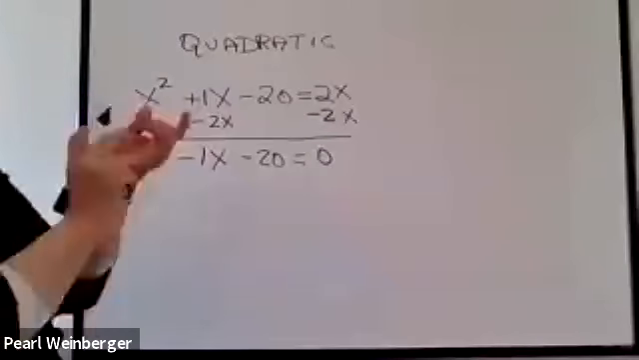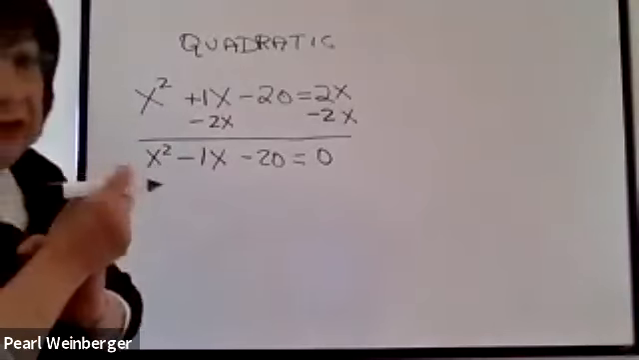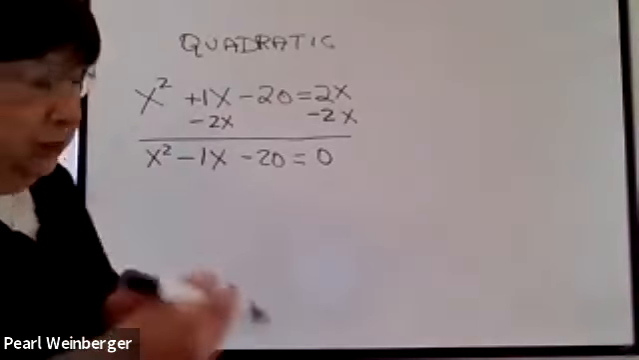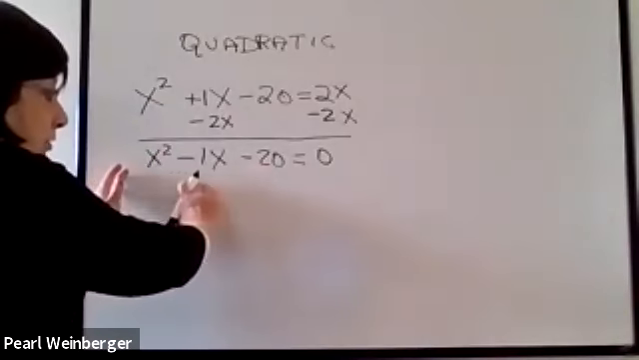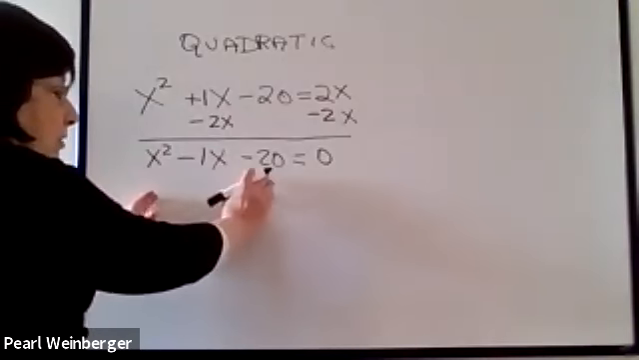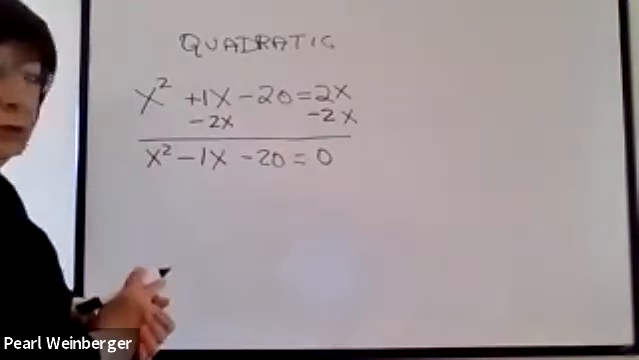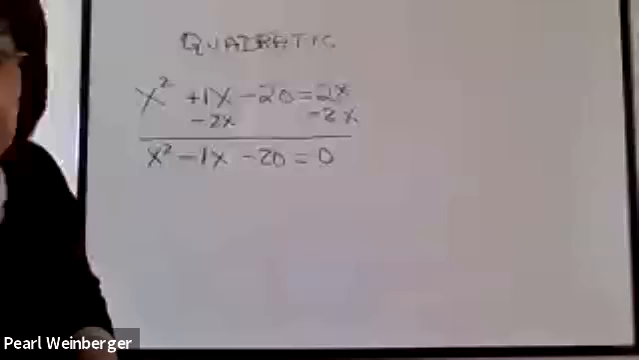So the first thing is I have to decide it's a quadratic equation. The second thing is to make sure it's set up properly. Everything on one side in what we call descending order, the x squared, the x, and the number, equaling 0. Then we can do the factoring.